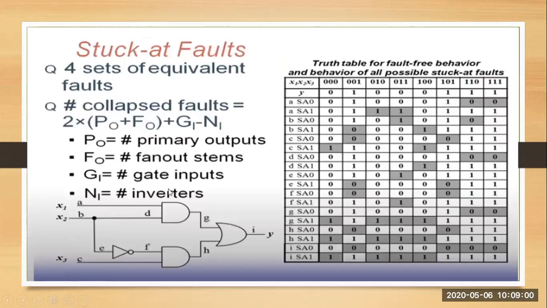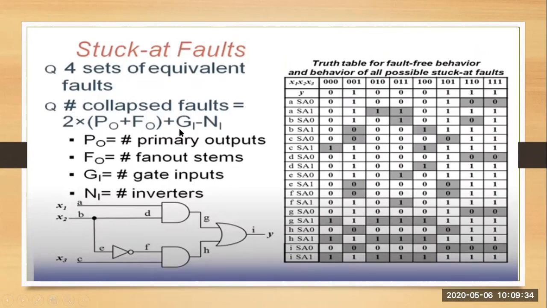And here we have a relation for collapsed faults with the equation: 2 times primary outputs plus fanout stems plus gate inputs minus inverters. This is the relation we use to define the collapsed faults. Collapsed faults means the count after reducing the number of faults, and from it you can define the primary output.